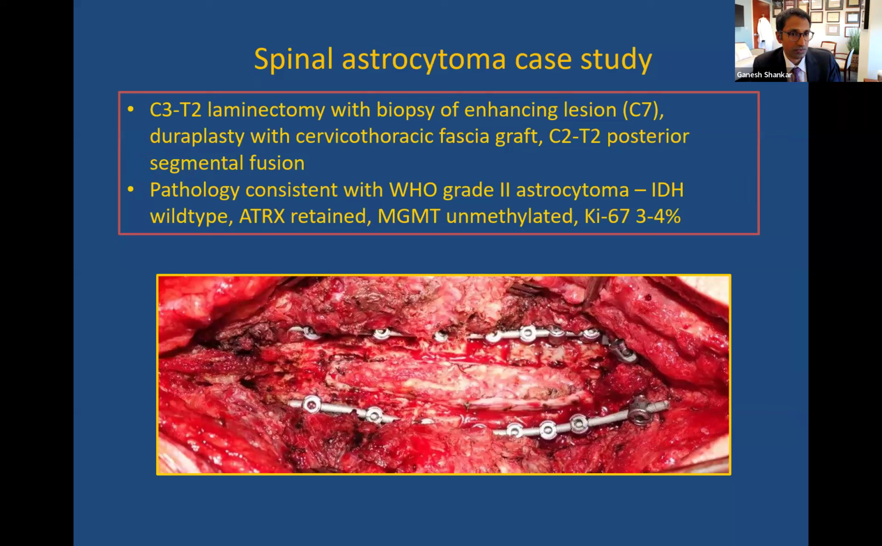This was a patient who presented with a lesion that looked like this, underwent a C3 to T2 laminectomy for a biopsy of an enhancing lesion that was at C7 with a duroplasty and a C2 to T2 posterior segmental fusion. And the pathology was ultimately consistent with a WHO grade 2 astrocytoma, but that was thought to be undergraded because of sampling bias, so was treated as a spinal cord GBM. But this is the type of surgery that I'm hopeful that we can avoid in the future if our liquid biopsies can demonstrate some kind of clinical correlation.